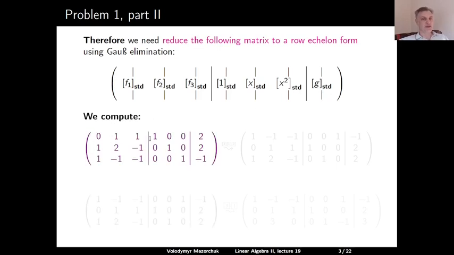So we write this matrix. Column-wise, this matrix consists of the following columns: 0, 1, 1. These are the coordinates of f1. Then 1, 2, minus 1. These are the coordinates of f2. Then 1, minus 1, minus 1. These are the coordinates of f3. Then 1, 0, 0. These are the coordinates of 1. Then 0, 1, 0. The coordinates of x. And 0, 0, 1. The coordinates of x squared. And the last column is 2, 2, minus 1.